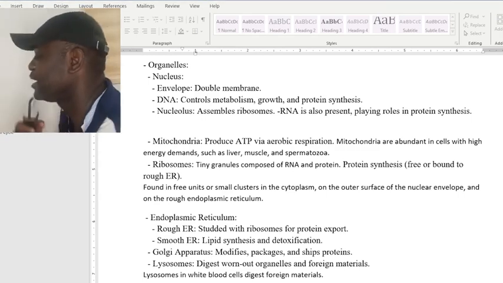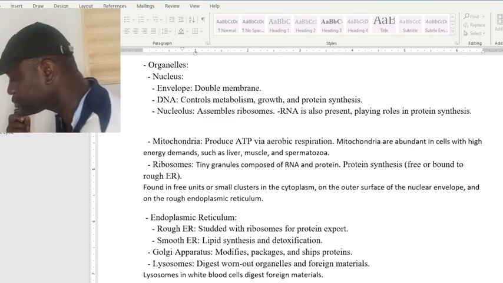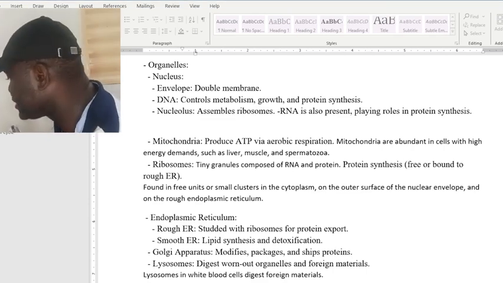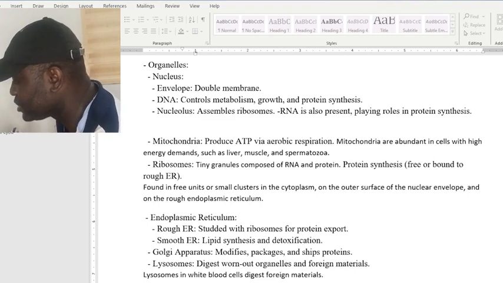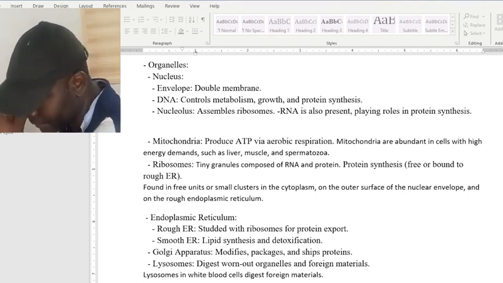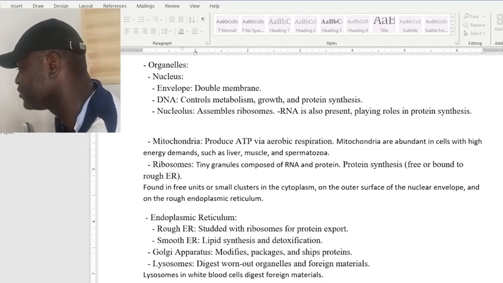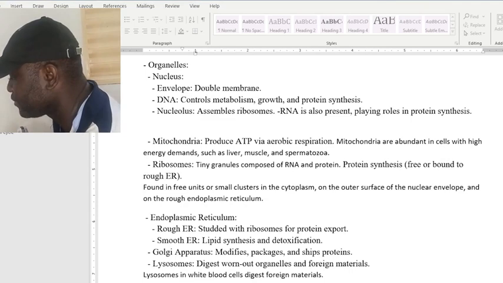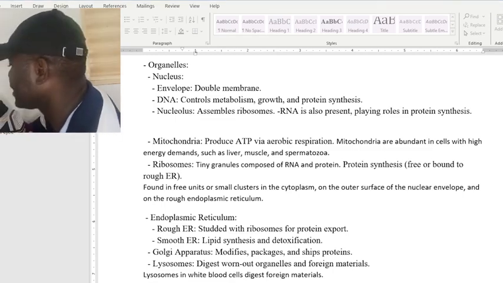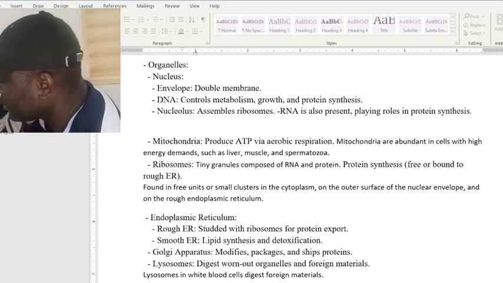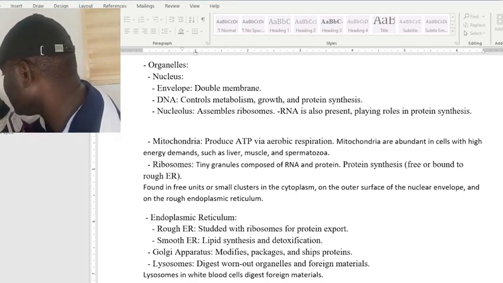And these mitochondria are always abundant in cells with high energy demands, like the liver and your muscle. Your muscle also does a lot of work. The muscles are rich in mitochondria so that they can have energy. Your movement is partly because of your muscle and your skeletal system. Then the sperm too, because the sperm has to travel in the female reproductive tract, and the distance is not small. So the sperm too is also very rich in mitochondria.